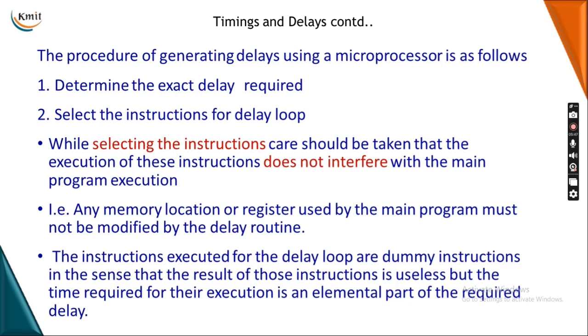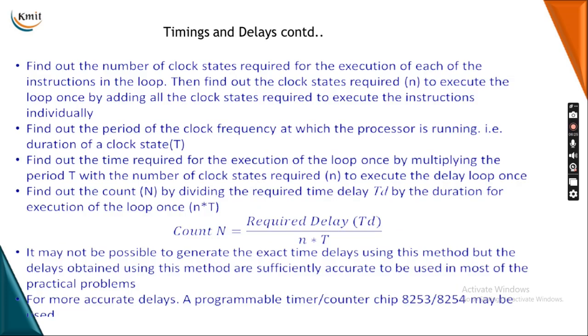So first we need to determine the exact delay required and select the instructions for the delay loop. While selecting the instructions, you need to take care that the execution of these instructions should not interfere with the main program execution. That is, if you are using some memory locations or registers used by the main program, they must not be modified by the delay routine. They are just dummy instructions. To calculate the total delay, we have to use those instructions.